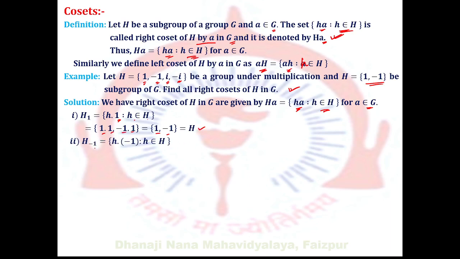Then we have H into minus 1. So multiply elements of H by minus 1 from the right hand side. So we get 1 into minus 1 and minus 1 into minus 1, that is again the set containing 1, minus 1. So it is again the same set, that is H.